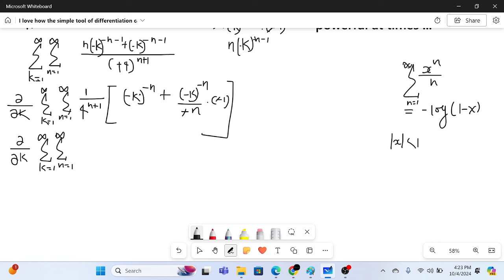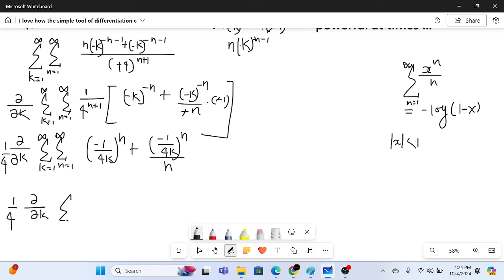Now I can take 1 by 4 out because I want to merge this 4 to the power n with k to the power n. So that gives me minus 1 by 4k to the power n plus, now this also is minus 1 by 4k to the power n divided by n, right? Now 1 by 4 partial derivative with respect to k, sum from k equals 1 to infinity.